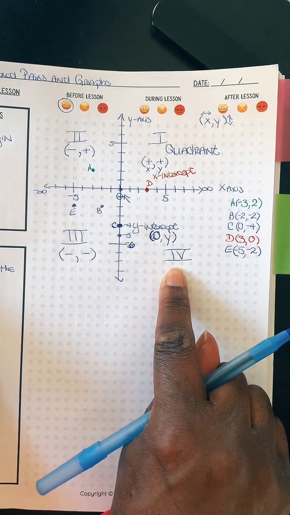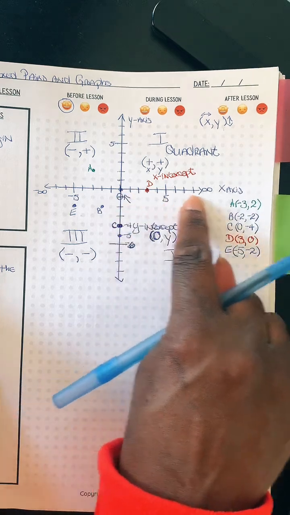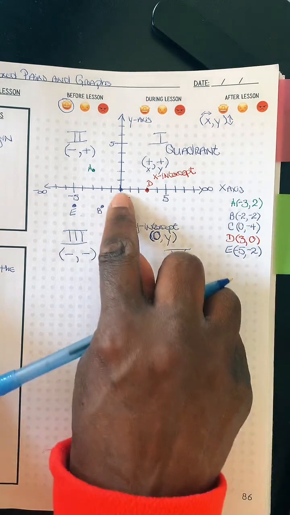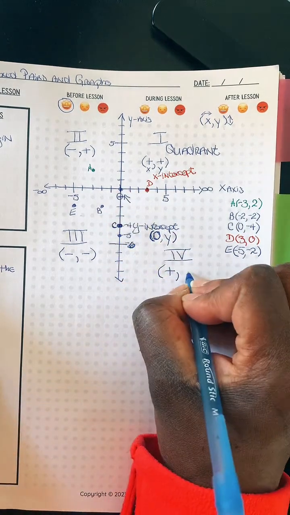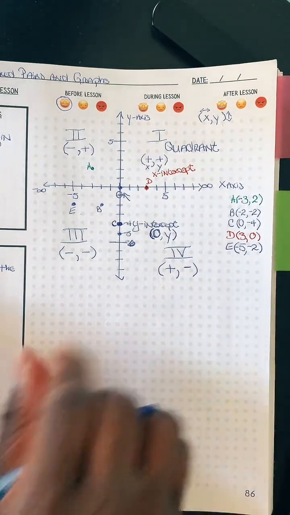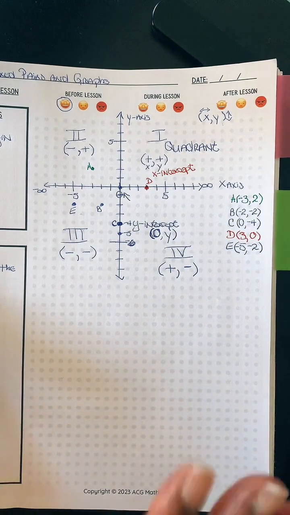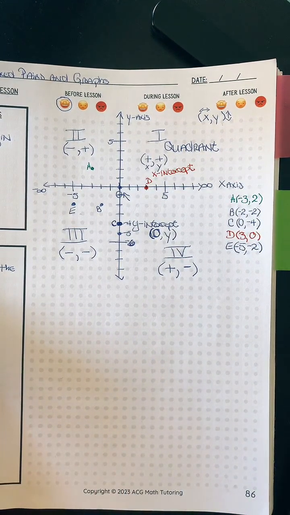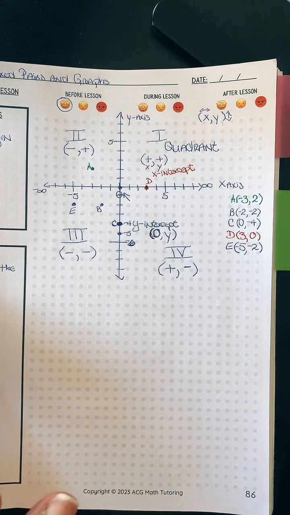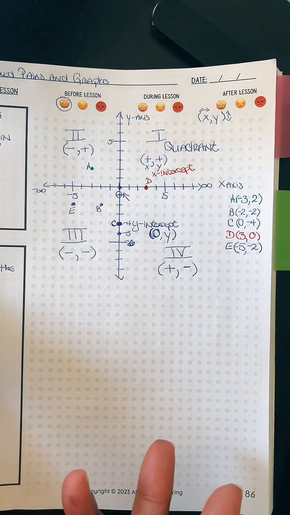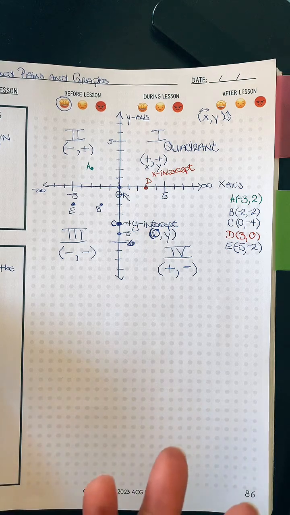Now, in quadrant 4, my X values are going to be positive, but my Y values are going to be negative. It's kind of nice to know this information because I know the GED especially does this. Sometimes the SAT slips one of these questions in here, and they'll give you a point and just ask what quadrant it's in. It's almost like a gimme type question.